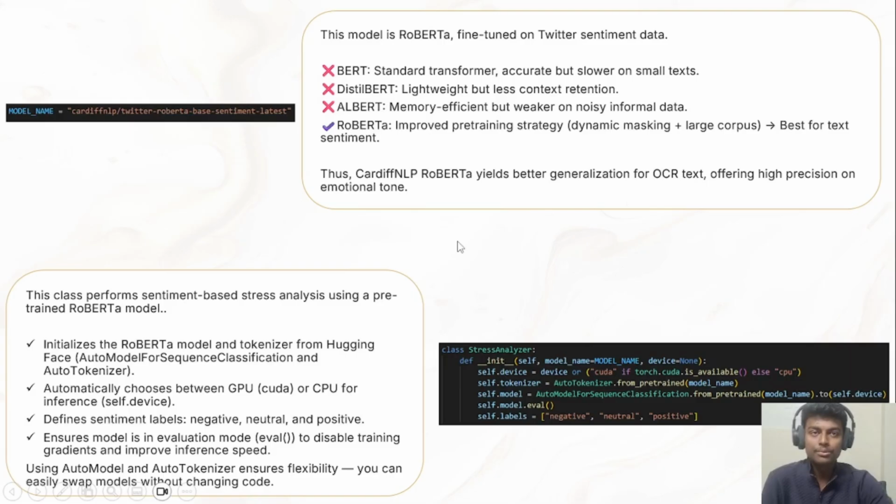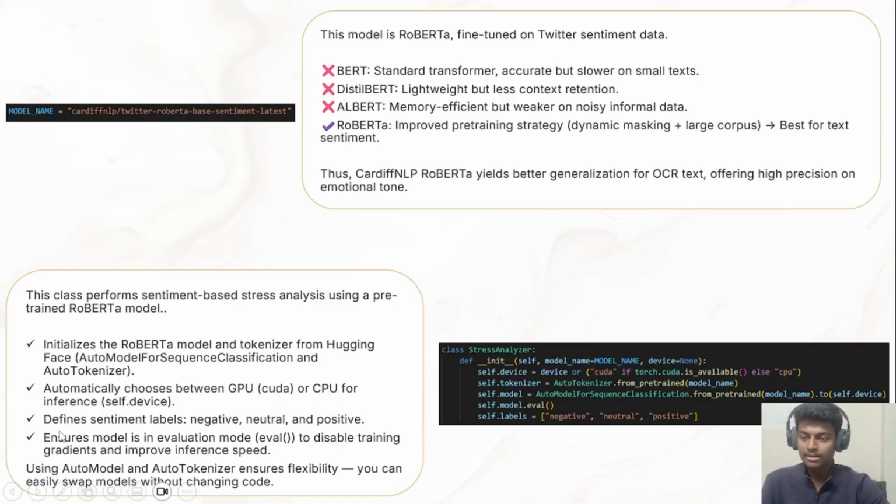So our code begins as follows. We are defining a class, StressAnalyzer. We are using the initialization function with input self, model, device. This class performs sentiment-based stress analysis using a pre-trained RoBERTa model, initializing the model and tokenizer from Hugging Face. We are using AutoModelForSequenceClassification and AutoTokenizer. Automatically, we choose GPU if a GPU is available, else it will run on CPU.